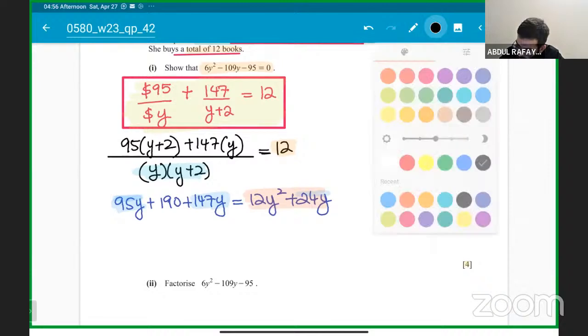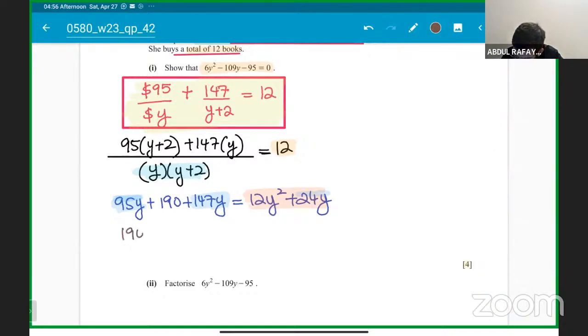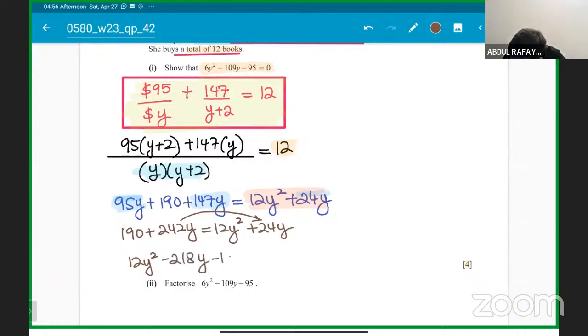Try to show as much working as possible. It will be 190 plus 242y is equal to 12y square plus 24y. So 12y square is equal to, let's bring it to the other side. 24 minus 242 will be, sir, negative 218y. Negative 190 is equal to 0.